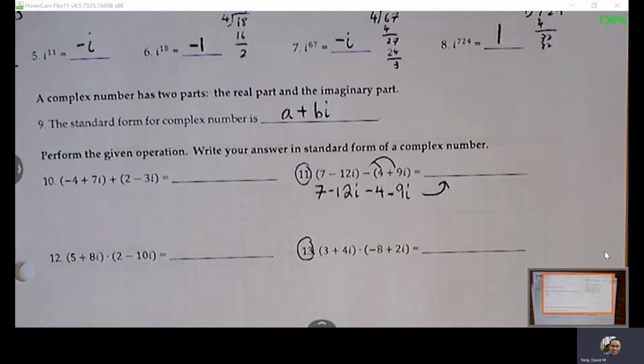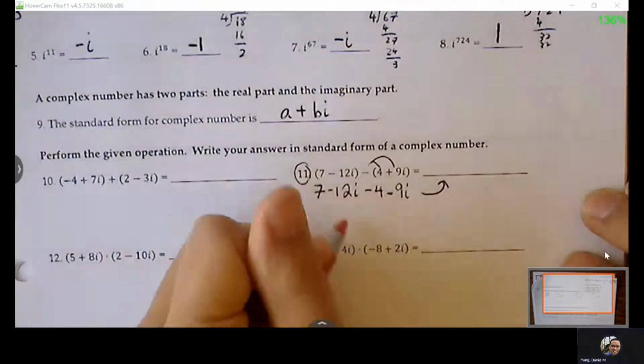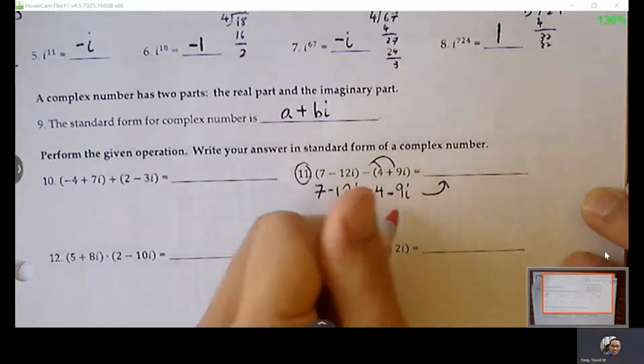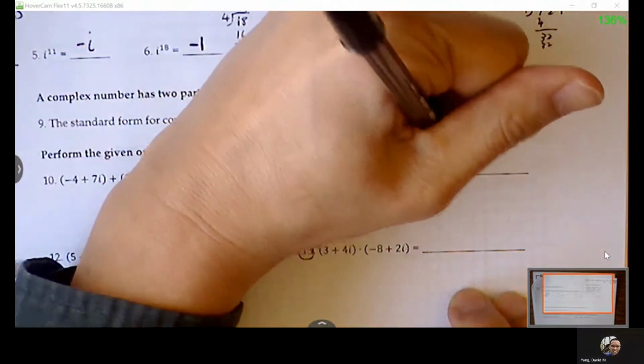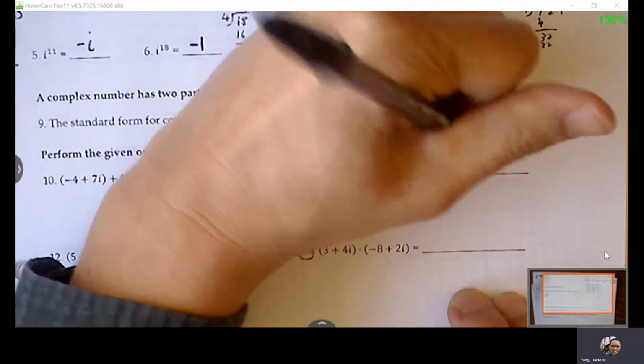Okay, I'm going to combine like terms. The 7 and the 4 go together, and the negative 12 and the negative 9 go together. What do we get? 3 minus 21i, right?